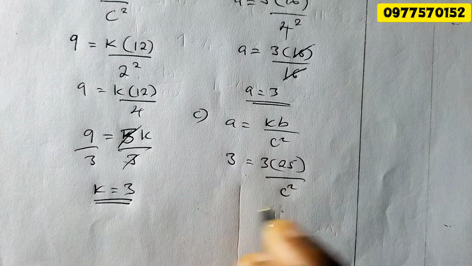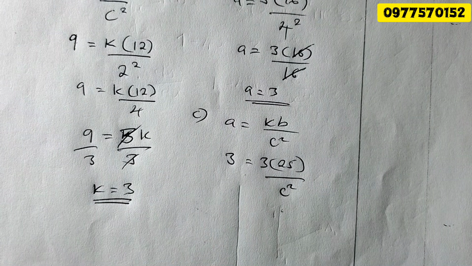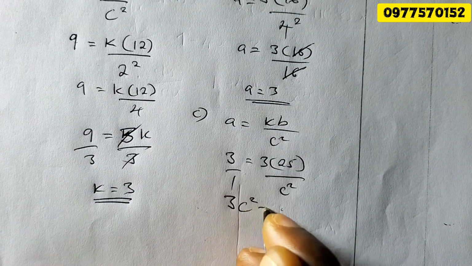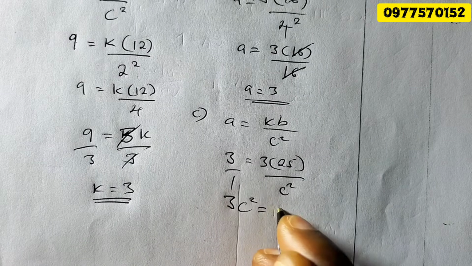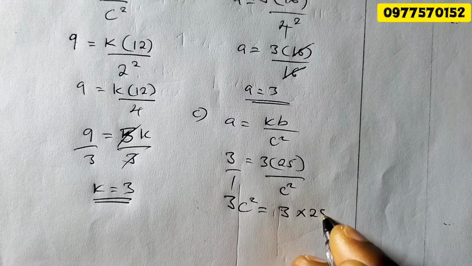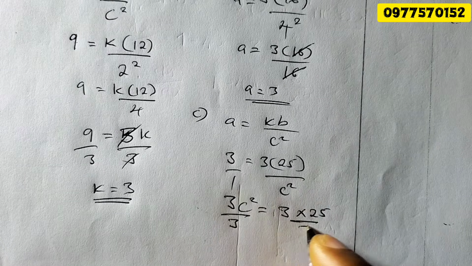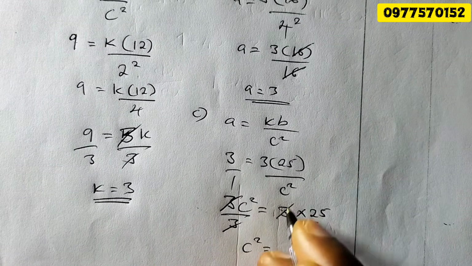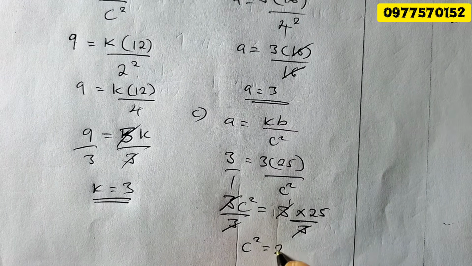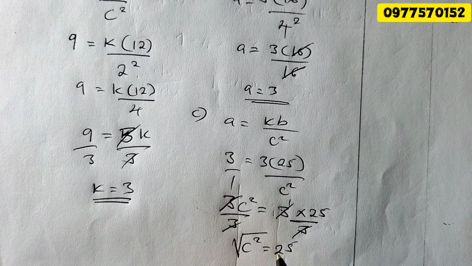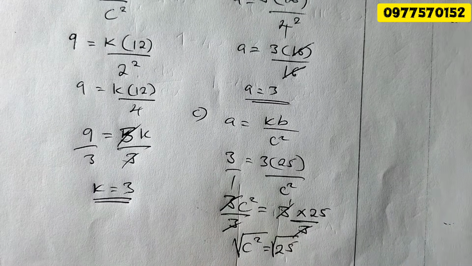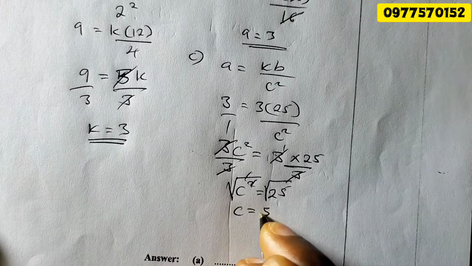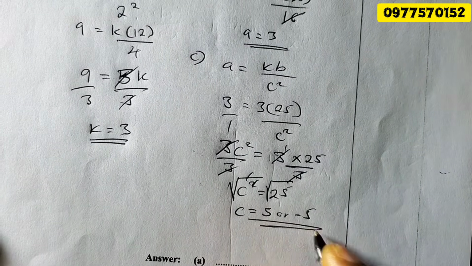is C squared. Okay, so we're going to cross multiply. So when you cross multiply here, it will be 3 times C squared, 3C squared, is equal to 3 times 25 over 3. And the 3s cancel. C squared is equal to, 3 and 3 cancel, then you remain with 25. Then you square root both sides. The square root of 25, this and this cancel. C can either be positive 5 or negative 5.